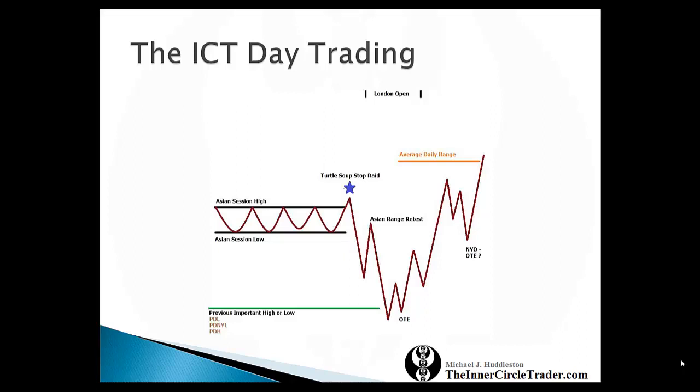Okay. Once the Asian session high is breached, okay, and your long has been entered and it's below the Asian session low, in other words, let's repeat that.